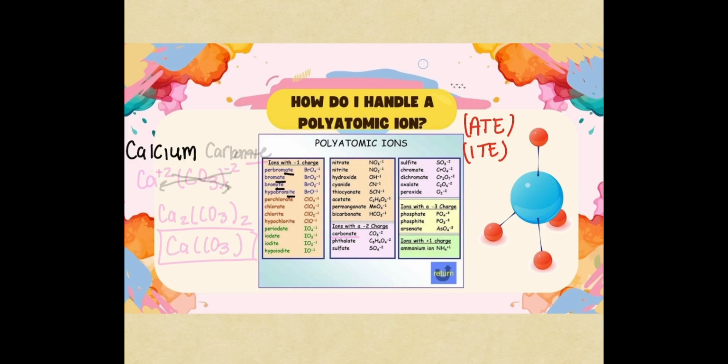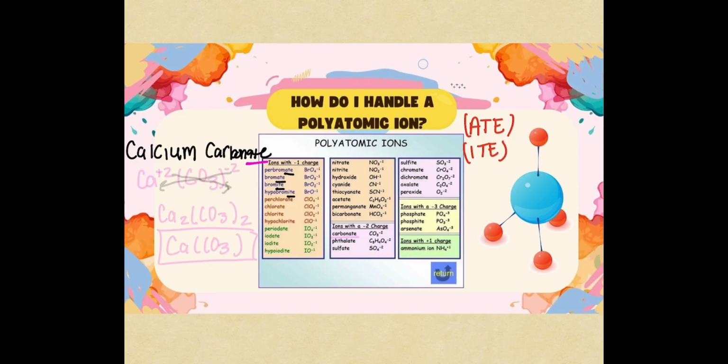So we're going to do calcium carbonate. And you will notice that the ending of carbonate is ATE. So that lets me know that I have a polyatomic ion, and I am going to get that element symbol and oxidation number from off of the polyatomic ion sheet.